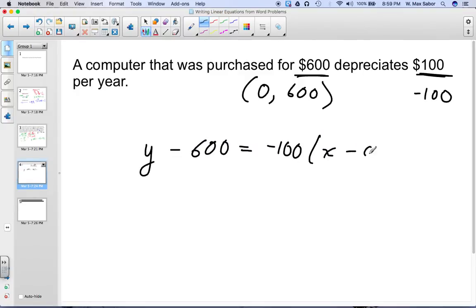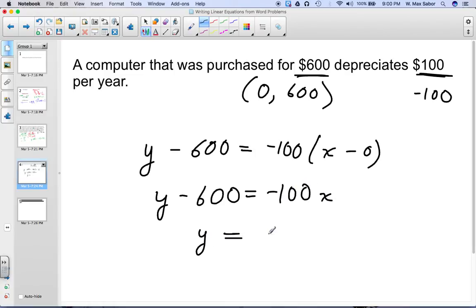times x minus 0. Now, most of you will recognize that this is really just slope-intercept form. If we add 600 to both sides, and people will typically write it like that. But here, I think that point-slope form is more systematic, and then if you want it in slope-intercept form, you certainly can.